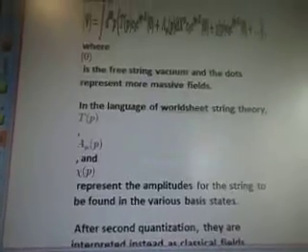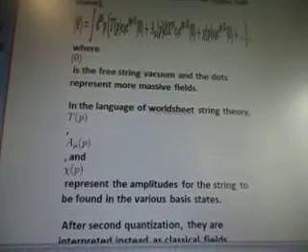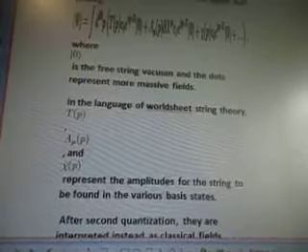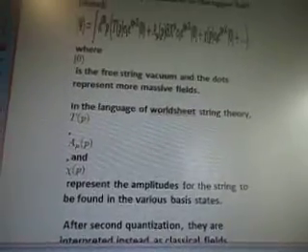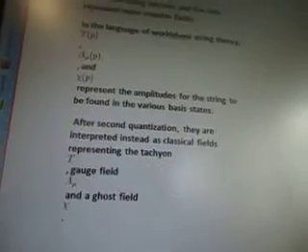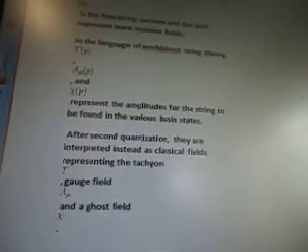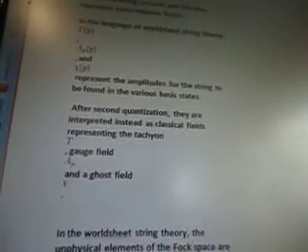I don't know if you can see this. It's really hard. It's kind of thin lettering. But there's a formula or something there, where 0 is the string vacuum and the dots represent more massive fields. In the language of worldsheet string theory, T, A, and X represent the amplitudes for the string to be found in the various basis states.